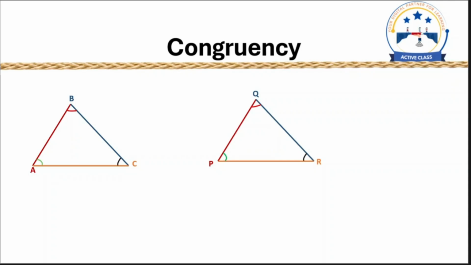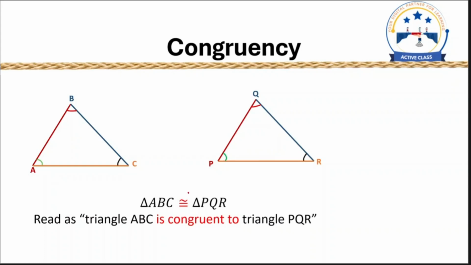So if I have to write triangle ABC is congruent to triangle PQR mathematically, then I can write this way. Here, this symbol represents congruent to. This can be read as triangle ABC is congruent to triangle PQR. Whenever we see this symbol, we have to understand that the two triangles are congruent.